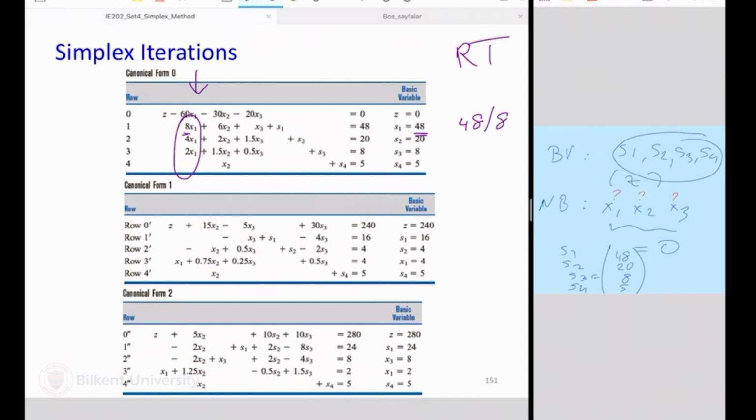48 divided by 8 because of this coefficient, 20 divided by 4 because of this coefficient, and 8 divided by 2. What about this one? 5, there is no coefficient. So you can assume this is an infinite ratio coming from here, saying that no matter how high x1 goes, it's not going to limit the non-negativity of the basic variable, which is S4 here. Does it make sense? Okay, so the bottleneck, the minimum, is which one? This one. That's going to be your leaving variable. So you do your pivot on their intersection, which is x1 and S3.